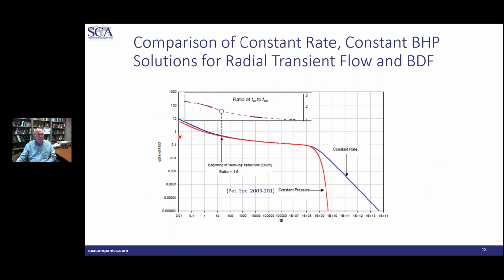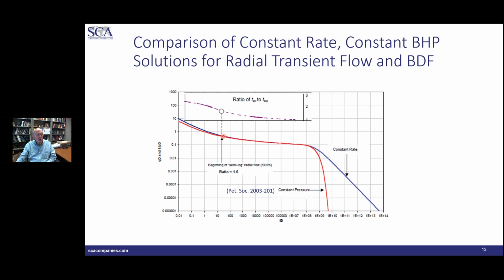Here is a plot of dimensionless rate, that's constant bottom hole pressure production, or reciprocal of dimensionless pressure, that's constant rate production, versus time. Now, at earliest times on this plot, the constant rate solution, which is shown in blue, differs slightly from the constant pressure solution, which is shown in red.